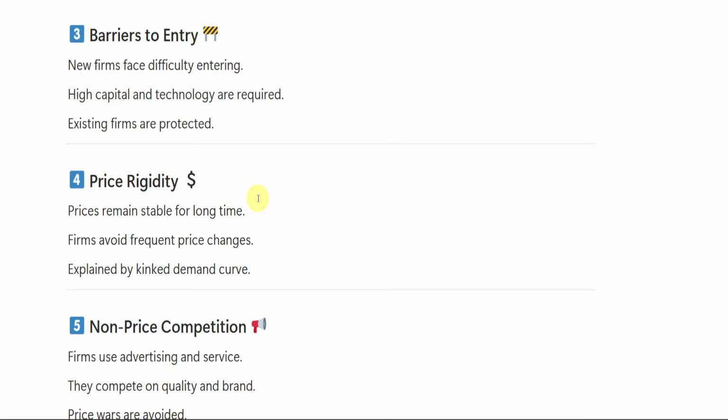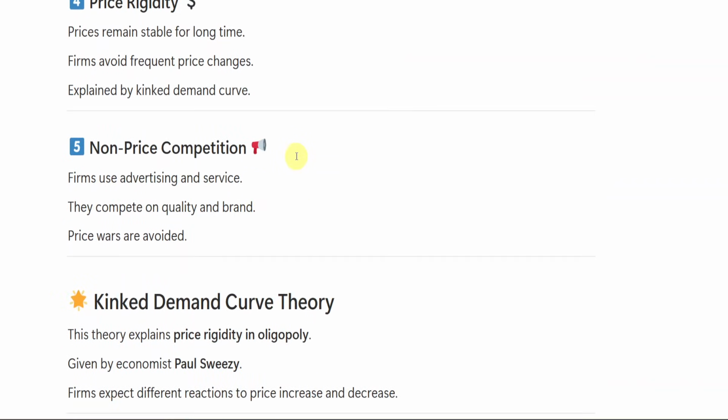Price rigidity: firms keep the price the same for a long time. Prices do not change often, we can say. They fear losing customers, starting a price war, or lower profits. So prices become rigid, fixed, we can say.